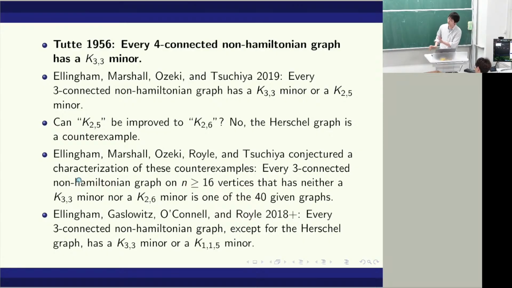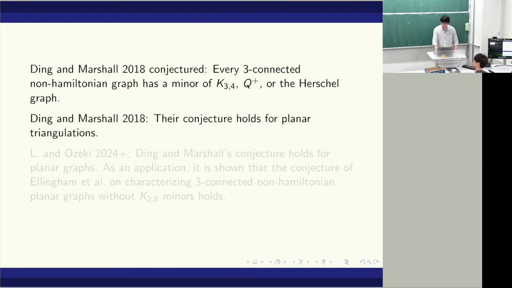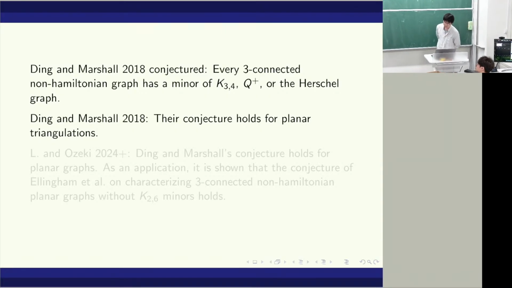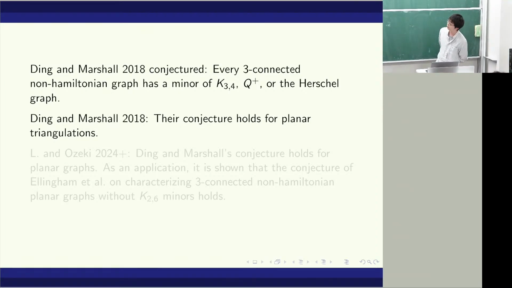And between K25 and K26, we have K115. Actually, Ellingham, Gaslovis, O'Connell, and Royal proved that every 3-connected non-Hamiltonian graph, except for the Herschel graph, has a minor of one of the 3 graphs; this is students' thesis and not yet published. So Ding and Marshall conjecture that every 3-connected non-Hamiltonian graph has a minor of one of the 3 graphs.